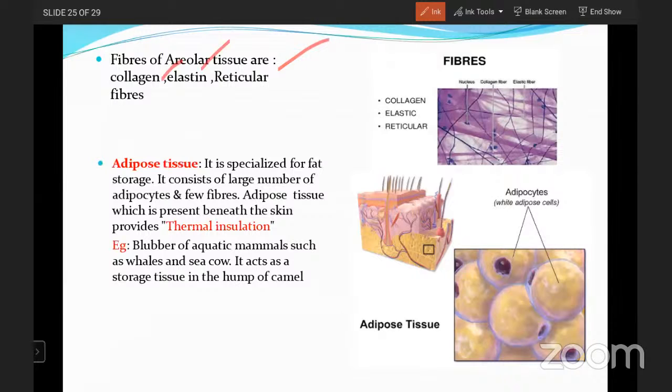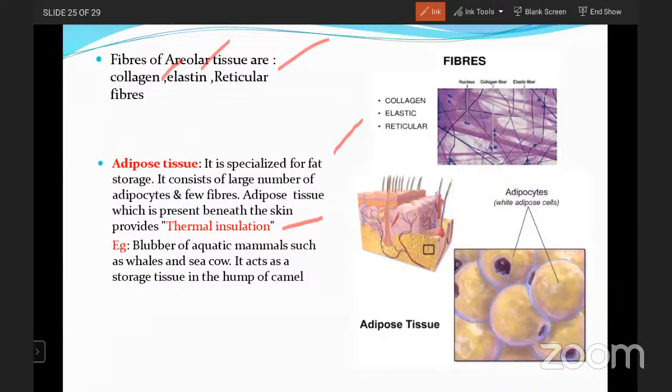Now let us go to the adipose tissue. We already know that adipose is the tissue especially useful for the storage of fat. It consists of a large number of adipocytes and few fibers. Cells are more in number, but fibers are fewer. The tissue present beneath the skin provides thermal insulation. It is very, very important.